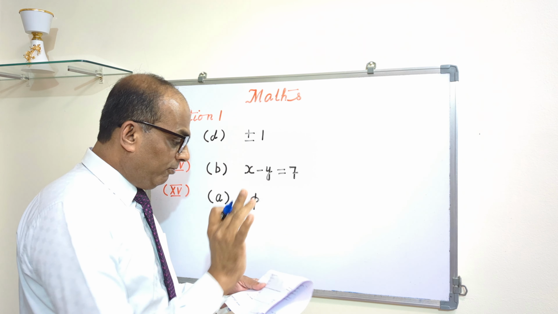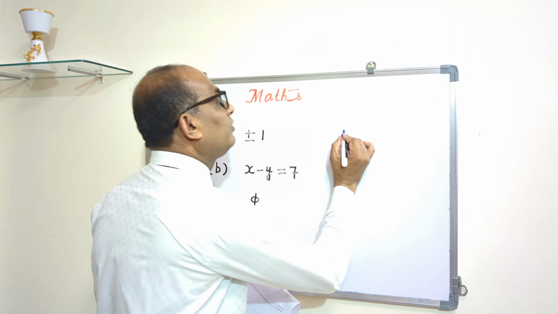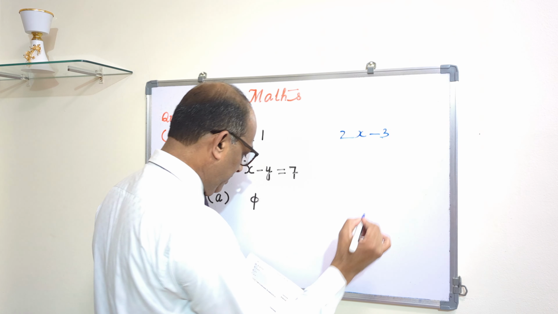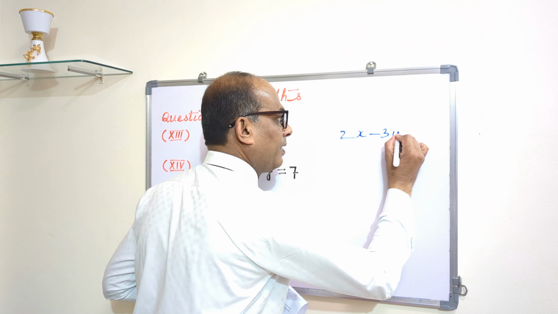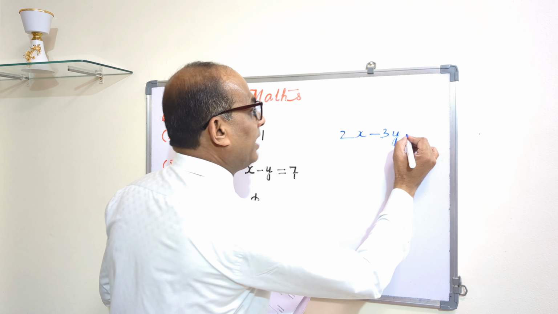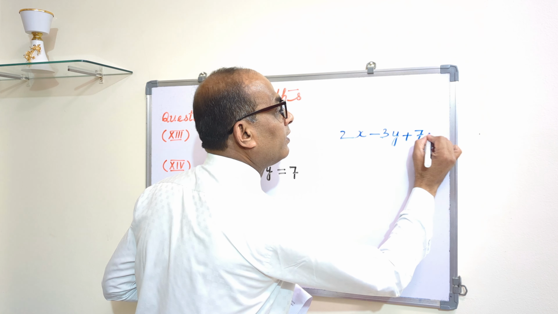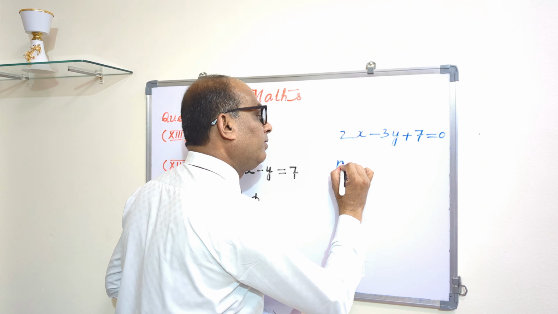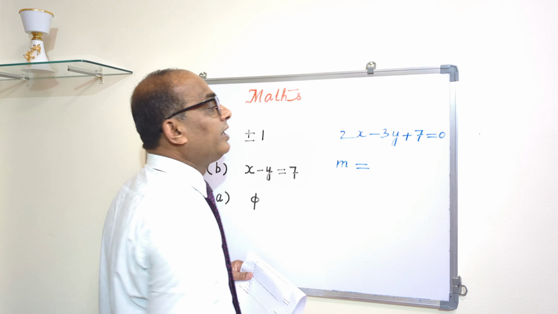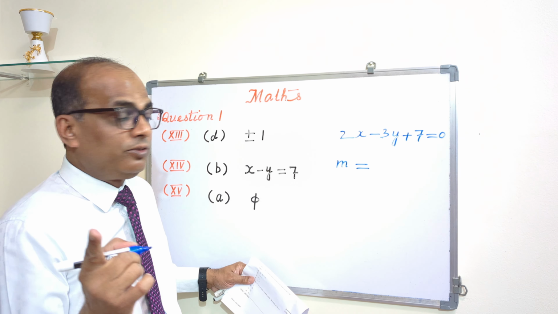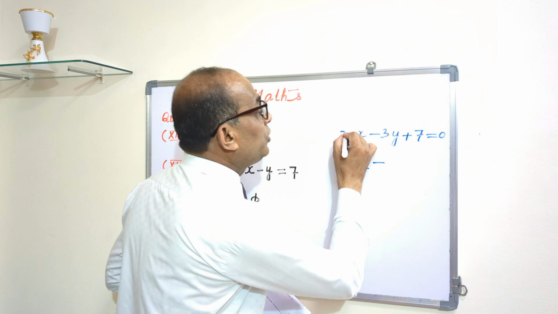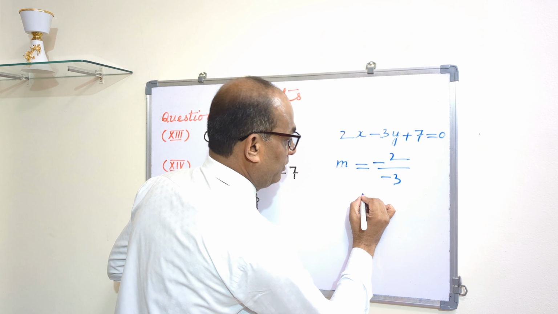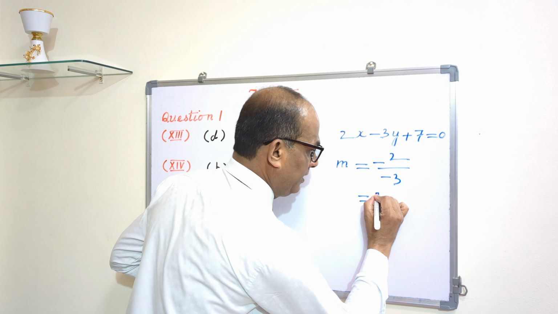So if you talk about the first equation, which is 2x minus 3y plus 7 is equal to 0, from here the slope m is equal to, slope is how much? There is one shortcut formula: slope is equal to minus the coefficient of x upon the coefficient of y. So the slope we are getting is 2 upon 3.